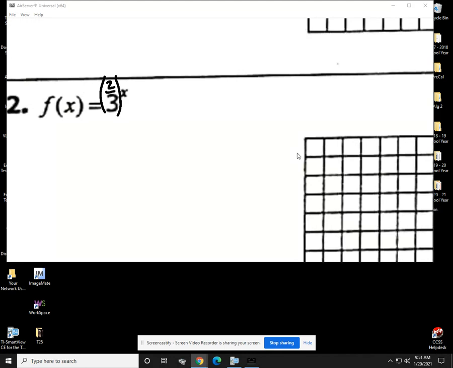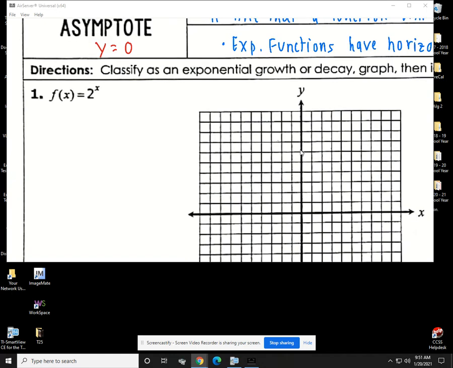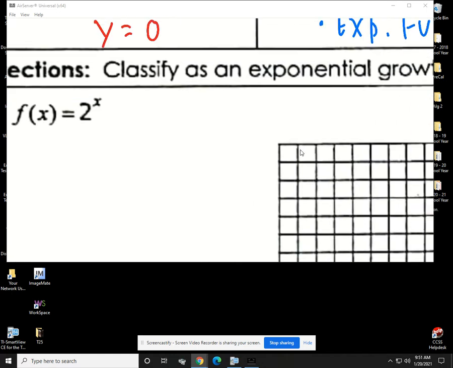2/3 to the x. If y'all would make that change for me, I'd appreciate it. We're going to graph that in a second. I want to see one that's exponential growth with you and one that's exponential decay. That way we can compare the differences between the two. Let's start with the exponential growth.